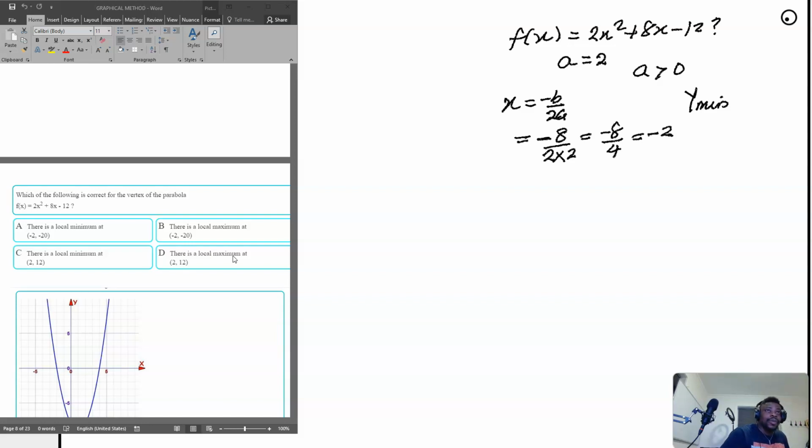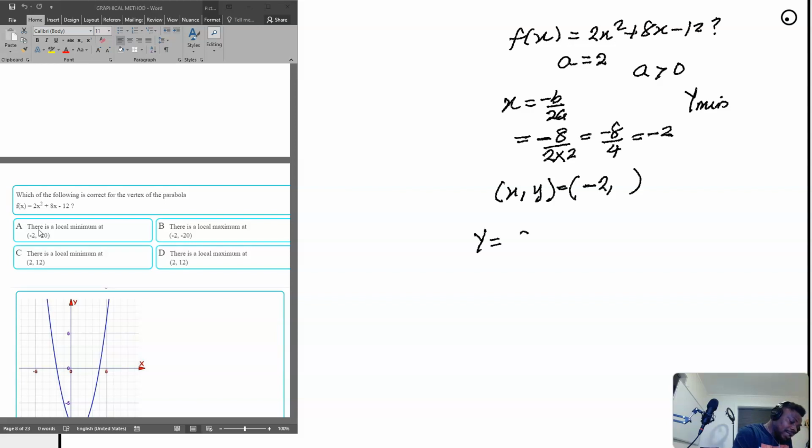Okay, so we already know that our x is minus 2, and you always write it like this. So our x is minus 2. We don't need to find y because this is the only minus 2 here for option A and C. So our answer is A. But let's find y just for you to be sure we are correct.